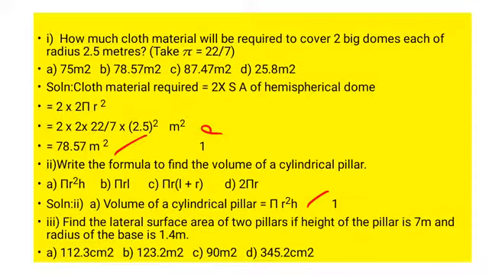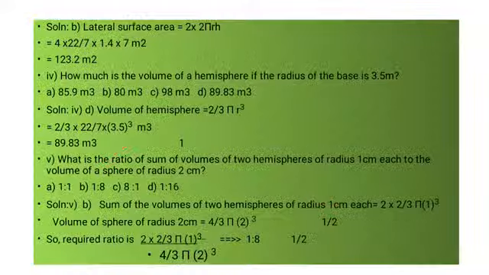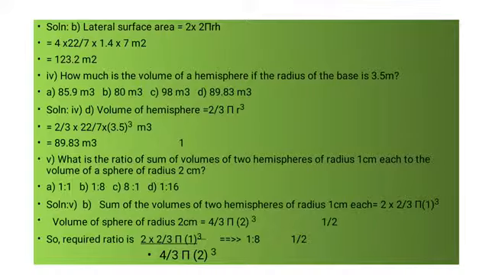Find the lateral surface area of 2 pillars. If height of the pillar is 7 meter and radius of the base is 1.4 meter, you mention your dimension and solution is lateral surface area is equal to 2 into 2 pi rh, that will give you 123.2 meter square on solving, and you will get your answer.